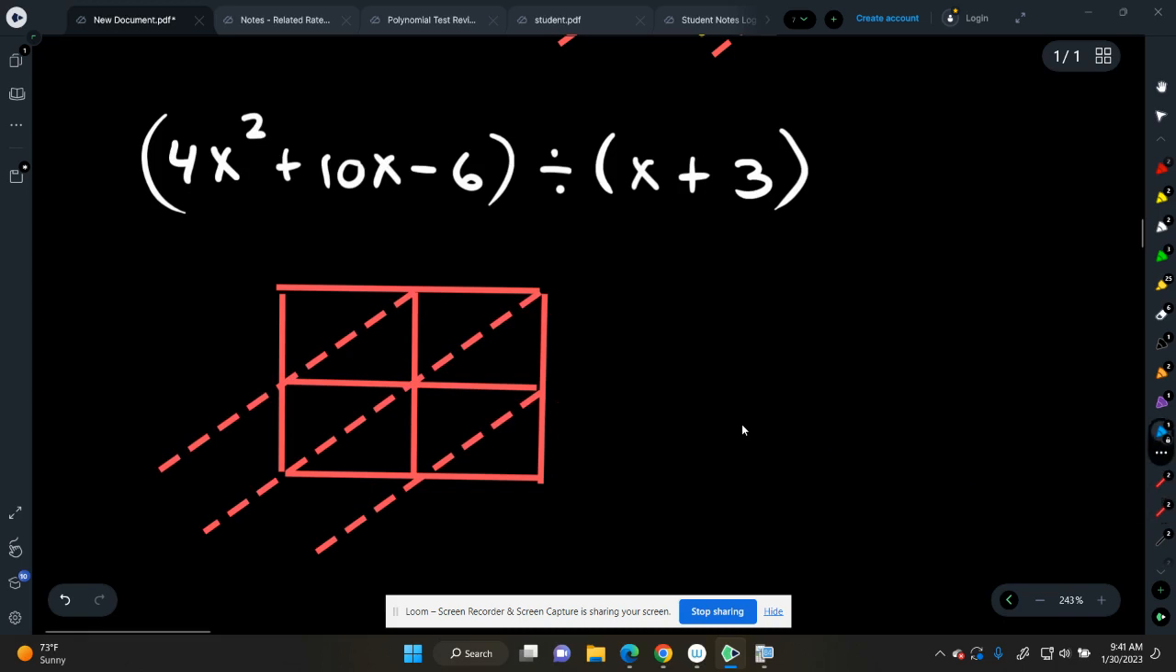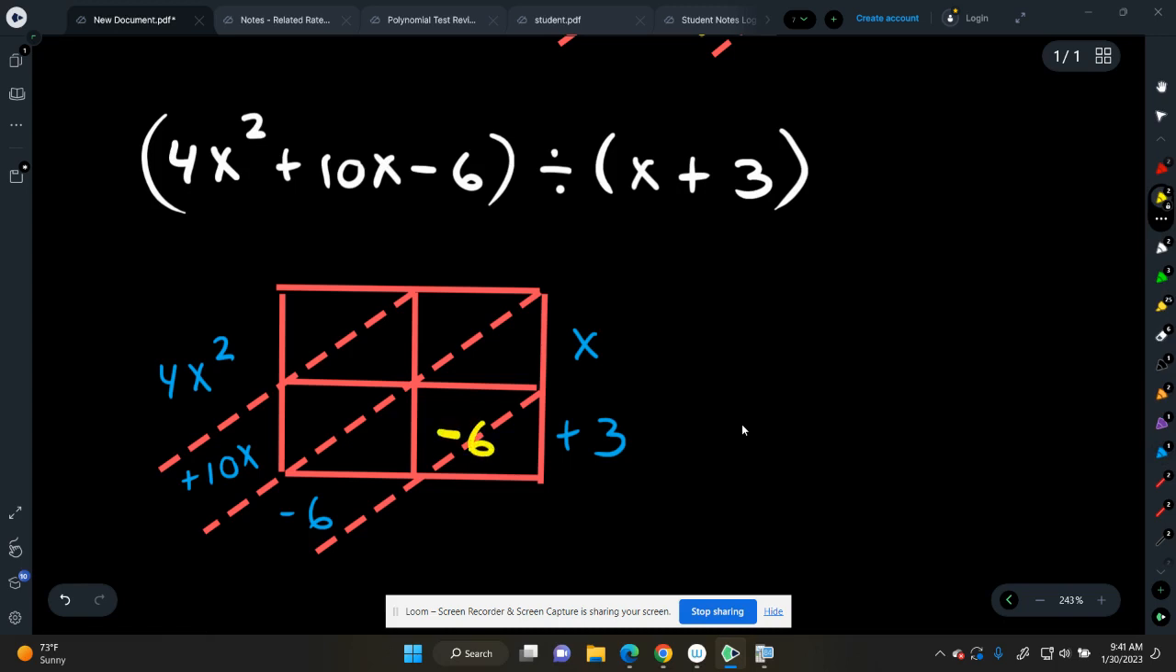Okay, so we've got x plus 3, and I've got 4x squared plus 10x minus 6. Okay, so filling in, let's see, this has to be a negative 6. So what do I multiply the 3 by to make it a negative 6? Negative 2. Okay, so now we can do negative 2 times x, and that gives me negative 2x, right? And then we can fill in this other square. This has got to be a 4x squared.